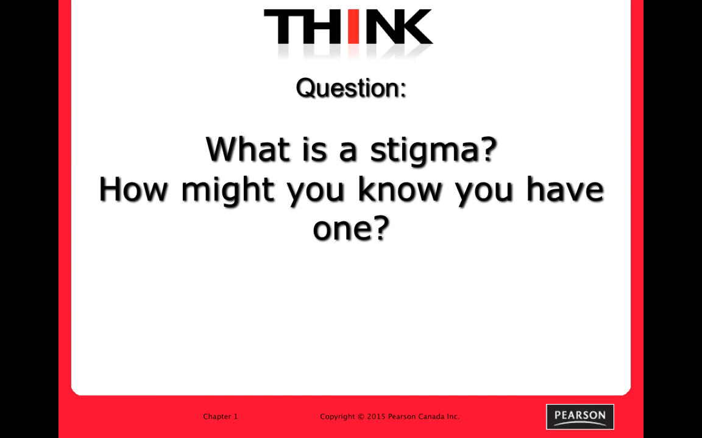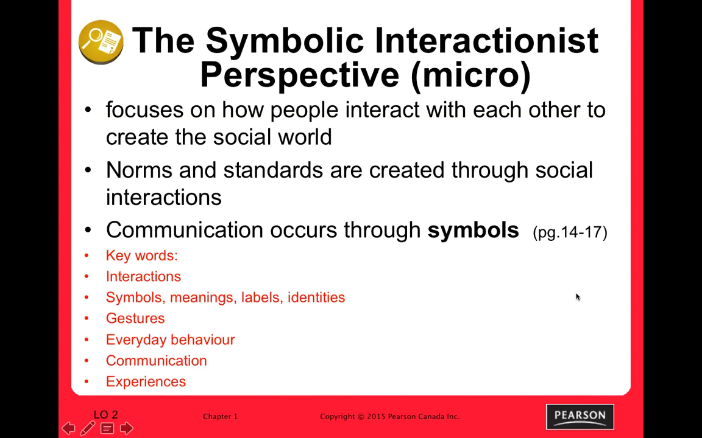You might know you have a stigma because maybe through social interaction you picked up on cues that other people give you or that you give others through communication, verbal and nonverbal, of course. And this is really a micro level, small scale, face-to-face type of situation, and that's why it fits into the symbolic interactionist perspective. So this is a micro level perspective, interactionist. Interactions take place in small scale, face-to-face settings, so we're on the micro level here. The symbolic interactionist perspective focuses on how people interact with each other to create the social world.